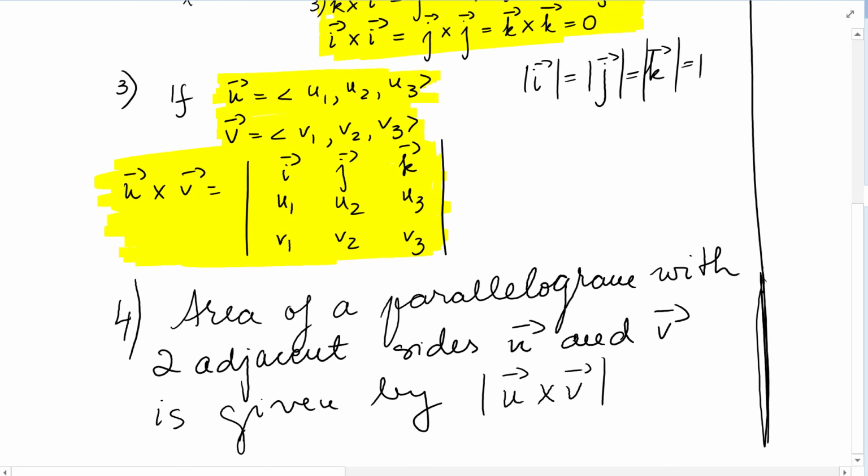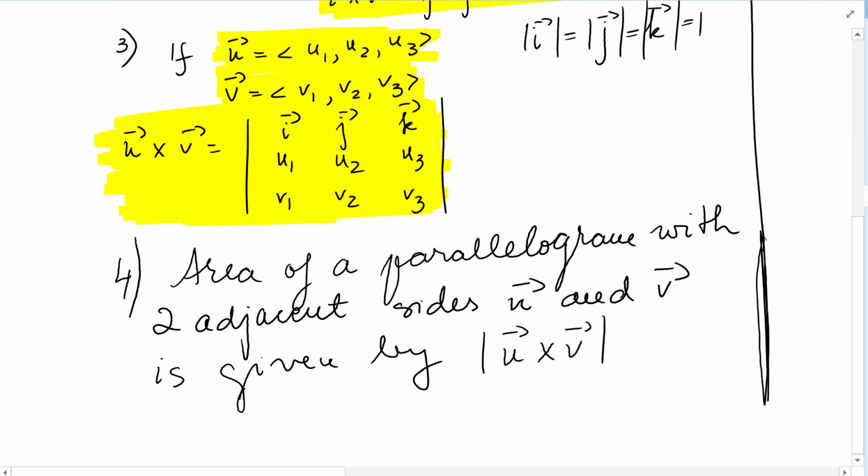Another formula that is important is when the vectors are written using their components. So u is u1, u2, u3, and v is v1, v2, v3. If we want to find the cross product, and this time we don't find the magnitude, we find the cross product, it's a determinant where on the first row we put the coordinate unit vectors. On the second row we put the components of u, and on the third one we put the components of v.